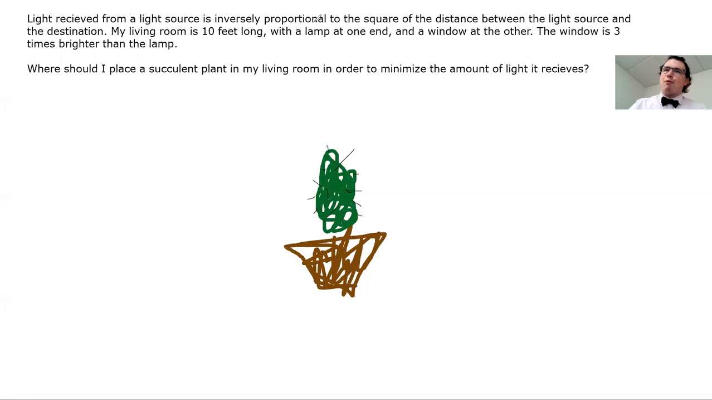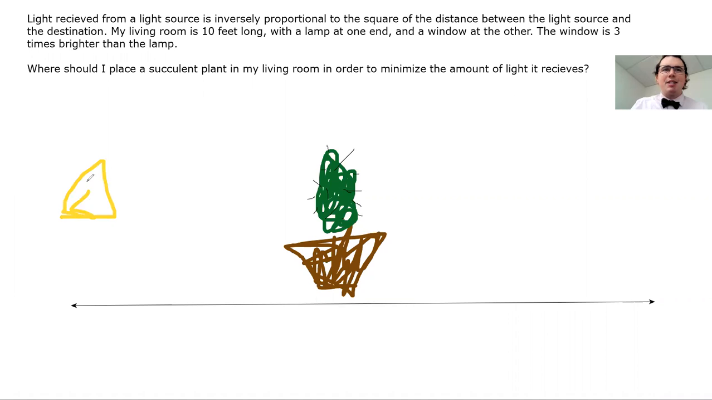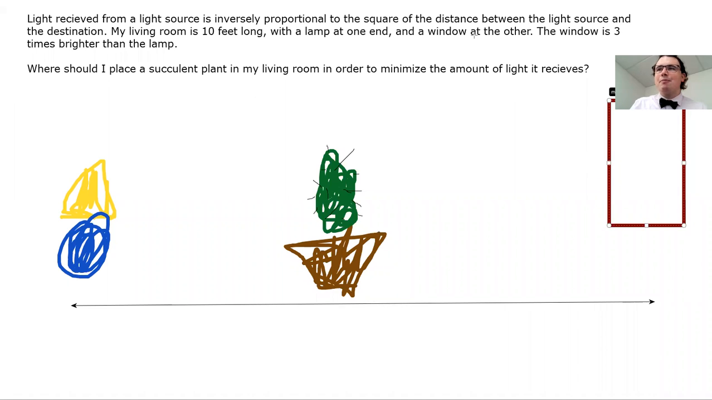Now, the setup for my living room is that my living room is 10 feet across. On the one side of it, I have just a simple lamp. And on the other side of it, I've got a window. And I'm just going to draw a sketch. It doesn't have to be too fancy, just to give myself an idea of what's going on here. So maybe here's a lamp and here is a window.